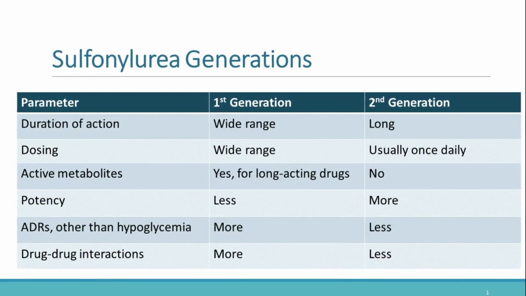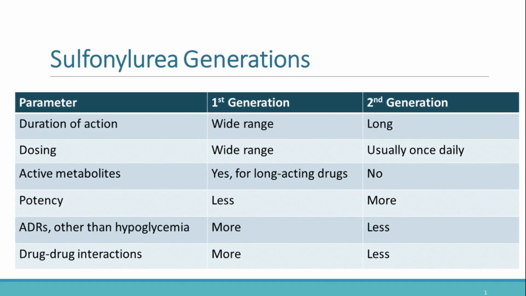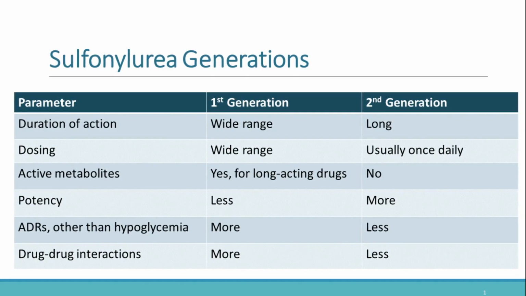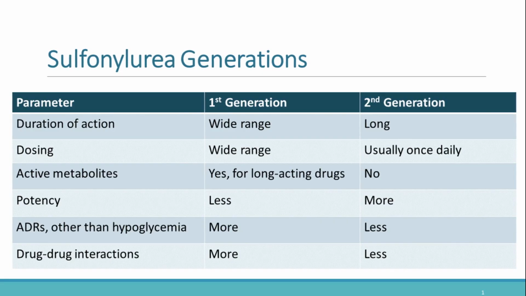Sulfonylureas can be divided into two generations, which are compared in this slide in a self-explanatory manner. The second-generation sulfonylureas such as glyburide, glipizide, and especially glimepiride are used more often among the group. Glimepiride achieves blood glucose lowering with the lowest dosage of any sulfonylurea compound. A single daily dose of 1 mg has been shown to be effective.